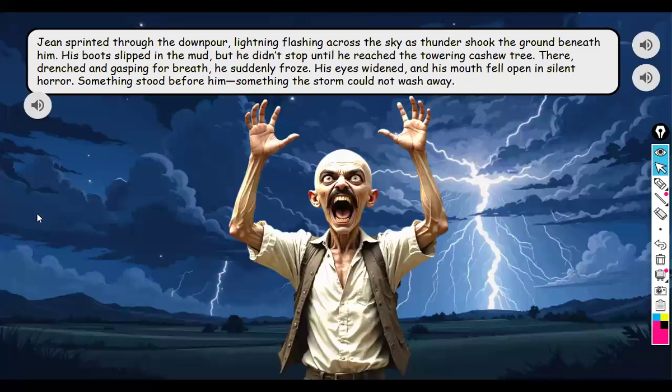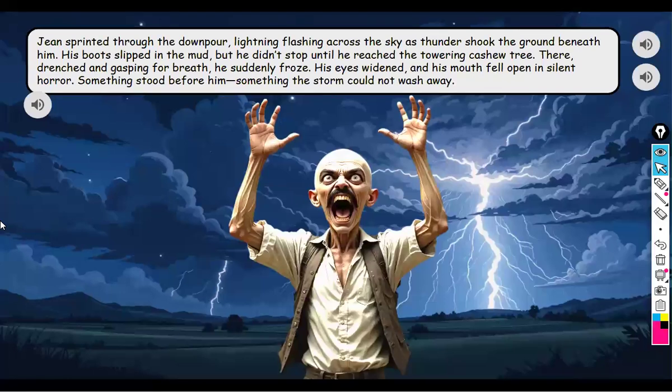Jean sprinted through the downpour, lightning flashing across the sky as thunder shook the ground beneath him. His boots slipped in the mud, but he didn't stop until he reached the towering cashew tree. There, drenched and gasping for breath, he suddenly froze. His eyes widened, and his mouth fell open in silent horror. Something stood before him, something the storm could not wash away.